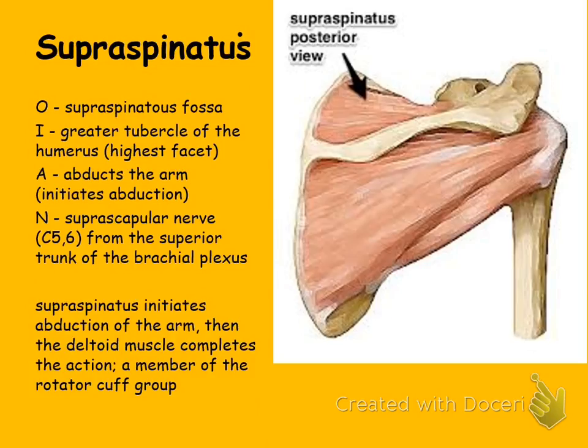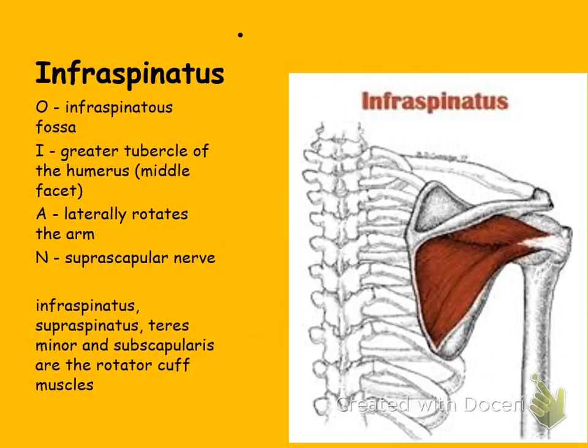Supraspinatus. Supra, above the spine of the scapula. So that's where it originates. It inserts on the tubercle of the humerus. Tubercle of the humerus. And it initiates the abduction of the arm. So the supraspinatus starts the arm to go outward, and then the deltoid takes off after that. So if you're going to work the deltoid, don't bring the weight clear down to your hips. Start it out about 20 degrees, then start pushing it outward, and that will give you the better workout.